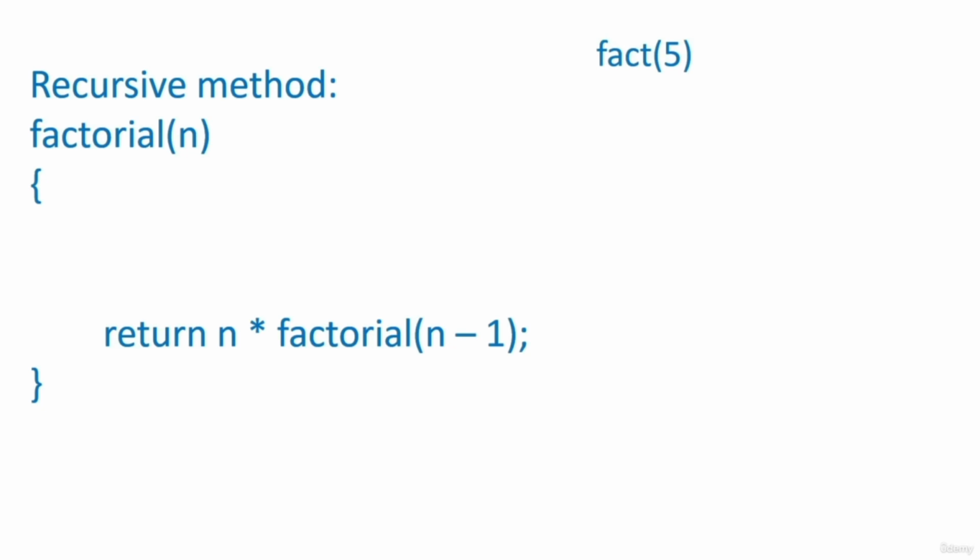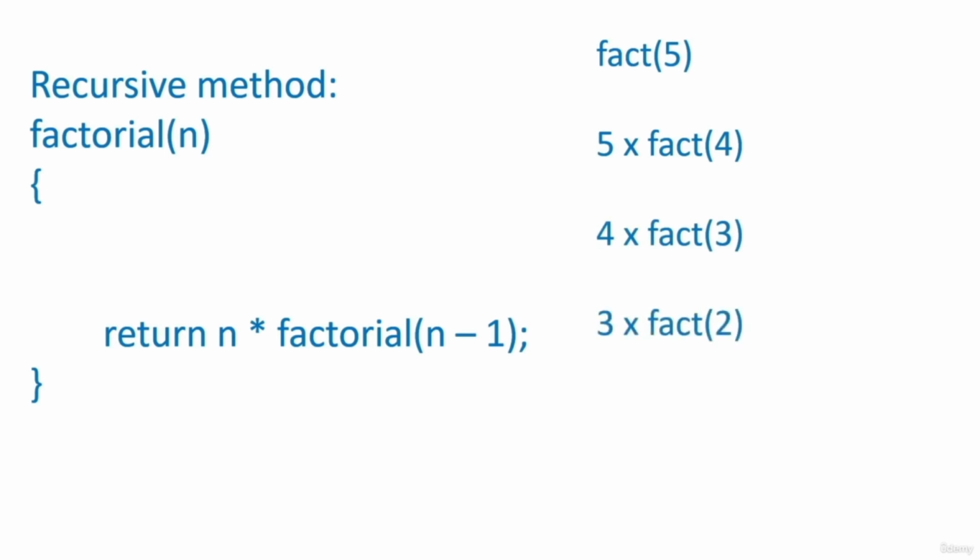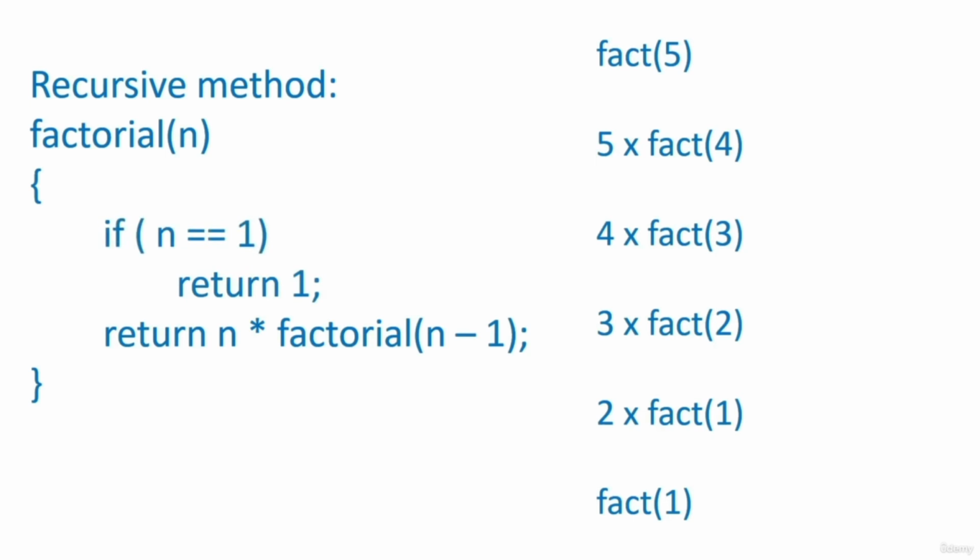So when we enter the function at first, we will get 5 multiplied by factorial of 4 in return. Again, our function goes to factorial of 4, we will get 4 multiplied by factorial of 3. And similarly for 3, we will get 3 multiplied by factorial of 2. And for 2, we will get 2 multiplied by factorial of 1. Now comes the factorial of 1. Now we know that the value of factorial of 1 is equal to 1. So in our function, we will write a base condition: if n is equal to 1, return 1. So our factorial of 1 will return 1.